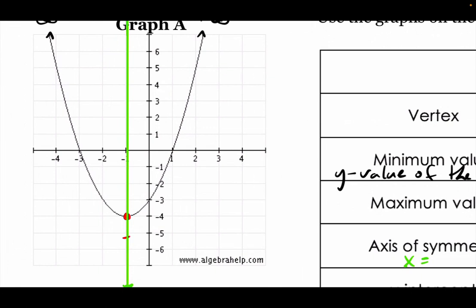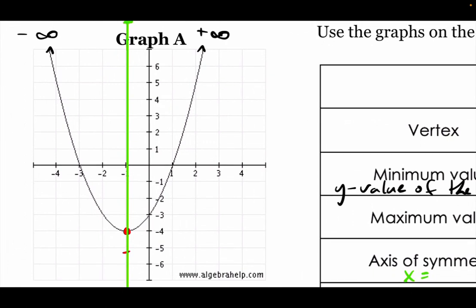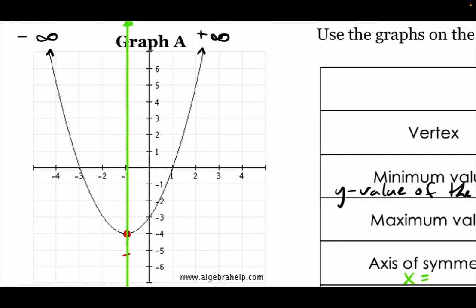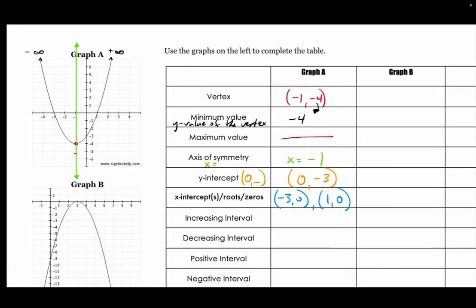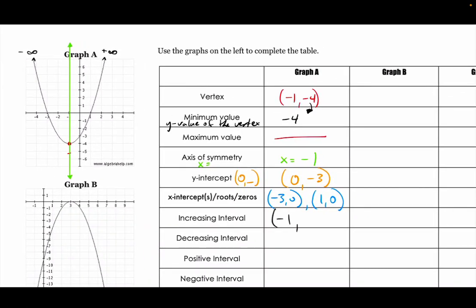I'm not going to use the -4. I'm going to use the x-axis. When we're talking about increasing and decreasing, we only use the x. So what x number did it start to increase? -1. So from -1 to where? Positive infinity. It increases from -1 to positive infinity, because it's never going to stop.